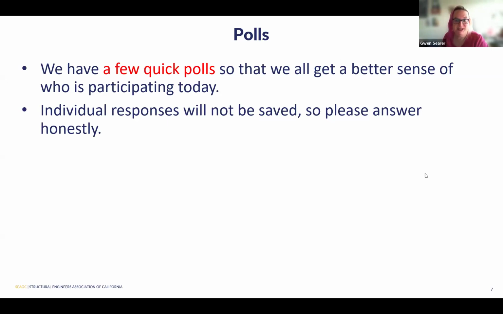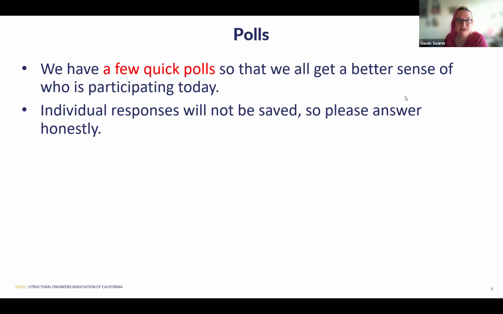A few more polls. This is for building officials and government administrators only. And I realize we only have a few of you. So does your jurisdiction mandate wind design parameters that must be used? Five more seconds. Okay. Roughly two-thirds say yes. Jurisdictions do mandate the wind design parameters that must be used.